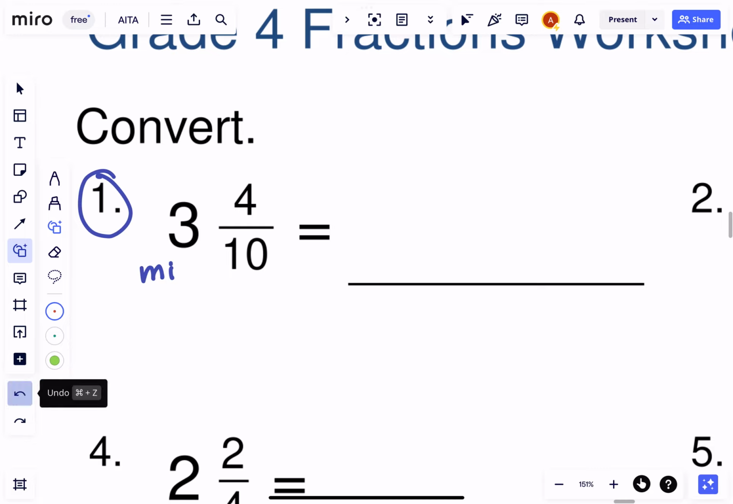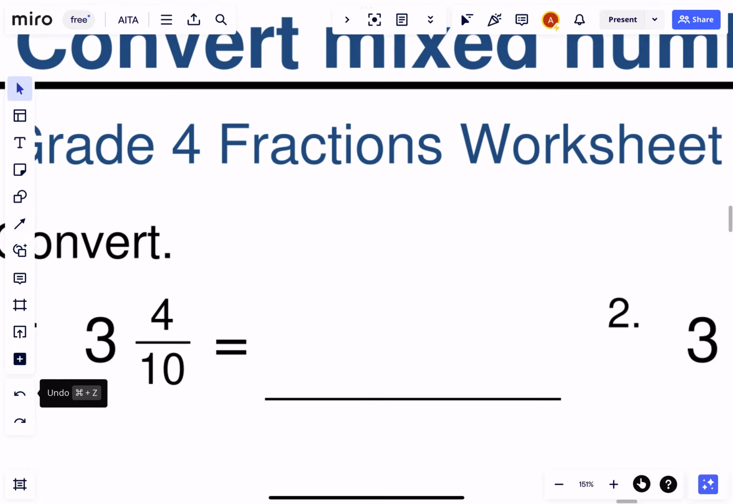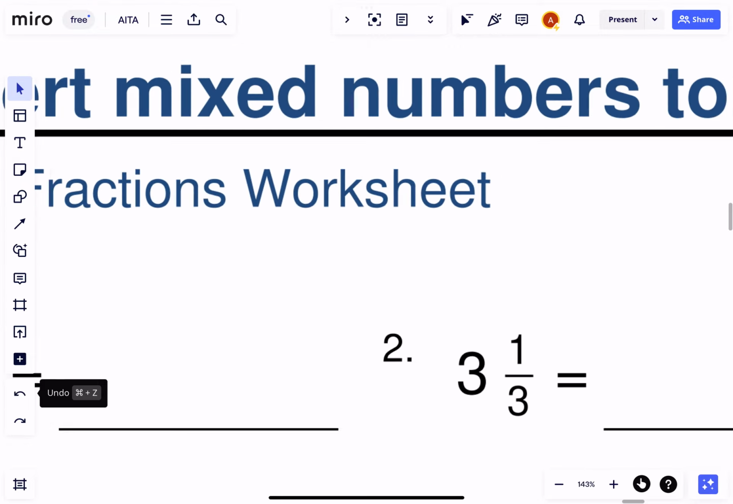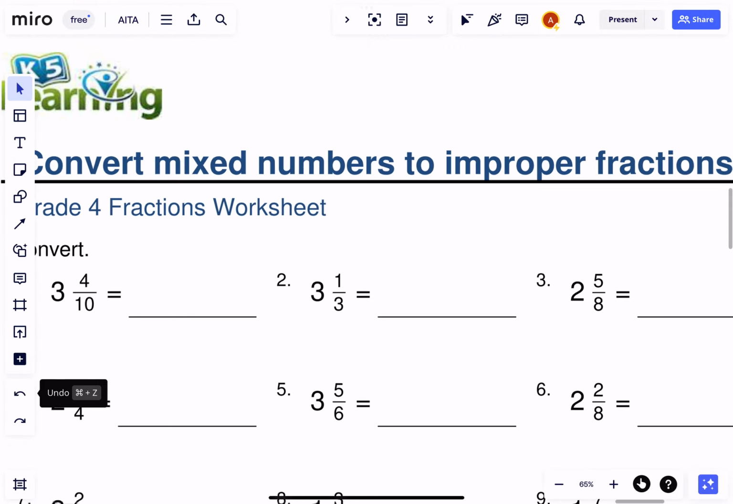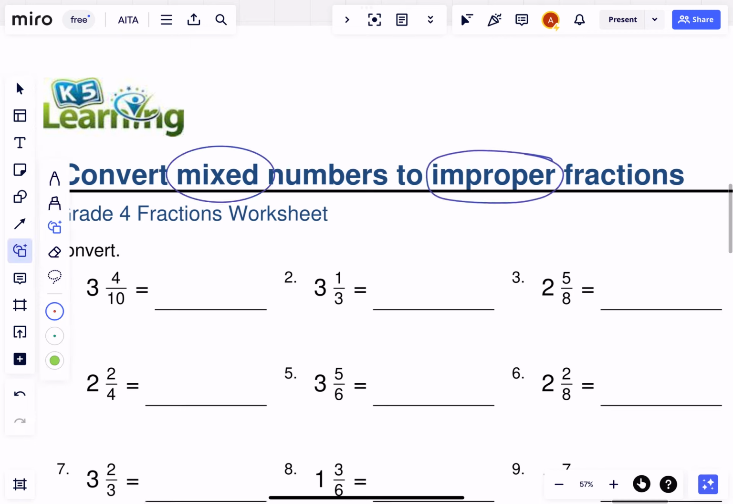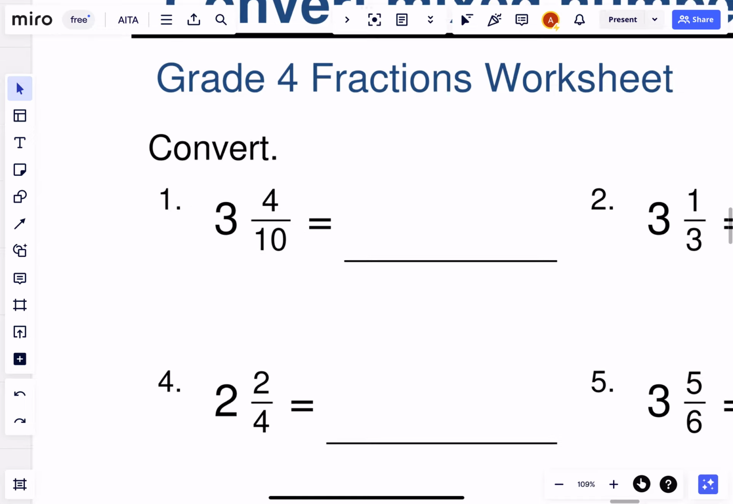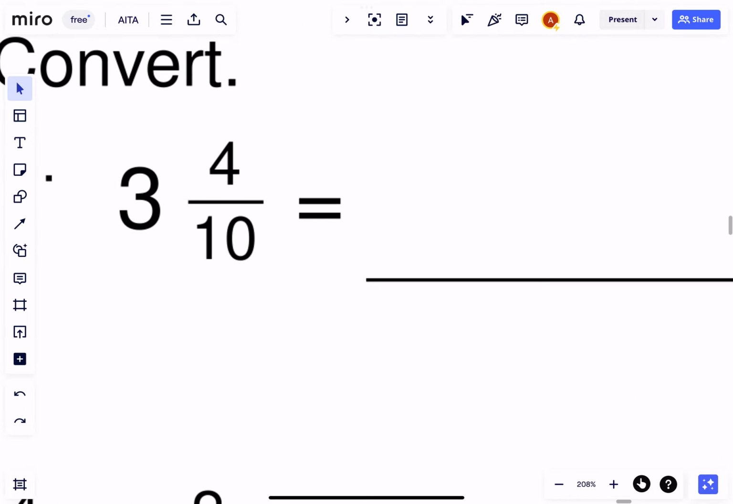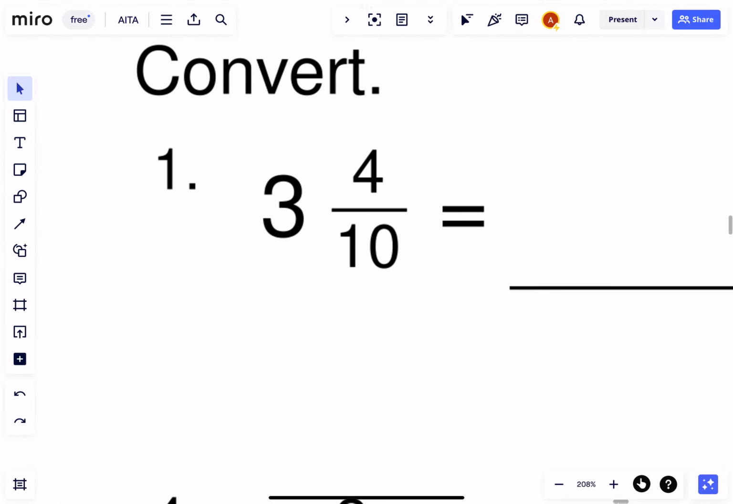In fact, you would see this entire sheet is basically called convert mixed numbers. Look at this, convert mixed numbers to improper fractions. That's what this sheet is all about. All right, so coming back to the question here, we have got 3 and 4 upon 10.